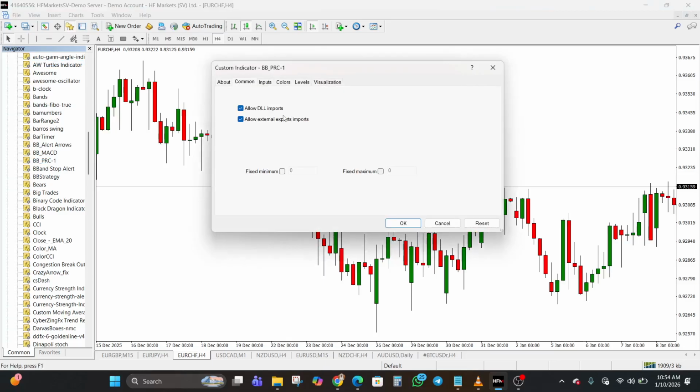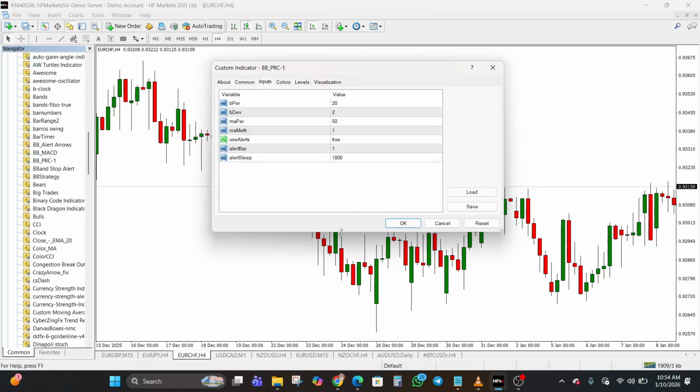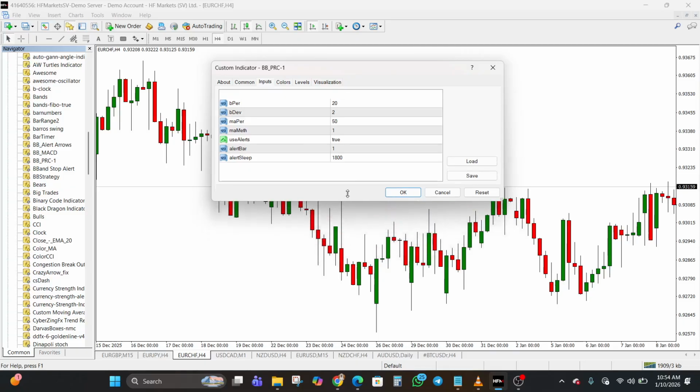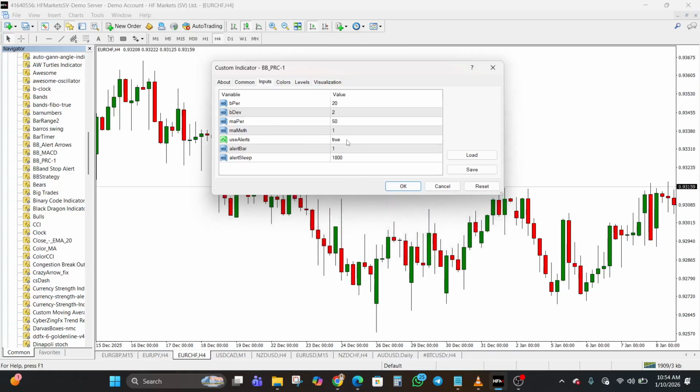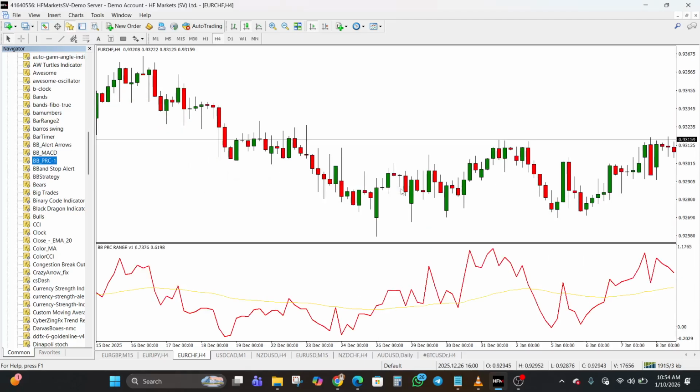Now ensure that the allow DLL imports box is checked. And as for your input settings, you can see that we have customizable values here for the B par, the B dev, the MA par, the MA meth, use alerts, alert bar, and alert slip. Okay, you can edit the values depending on how you want the indicator to function, right? The sensitivity of the indicator.